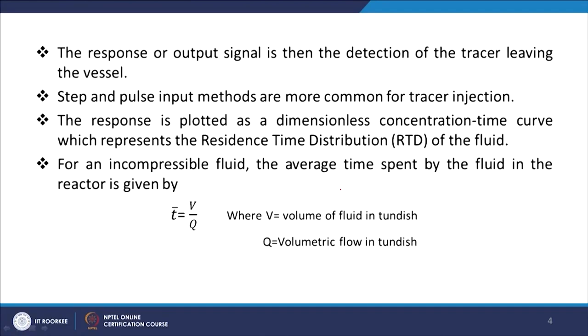As you know, the volumetric flow in the TUNDISH is Q, and if V is the volume, then T will be the average time spent by the fluid in the reactor. On an average, the fluid particle is going to spend this much. Some particles will spend less time than this, some will spend more. That again defines the different traits of the vessel, and we will be discussing how they represent different types of regions inside the vessel.